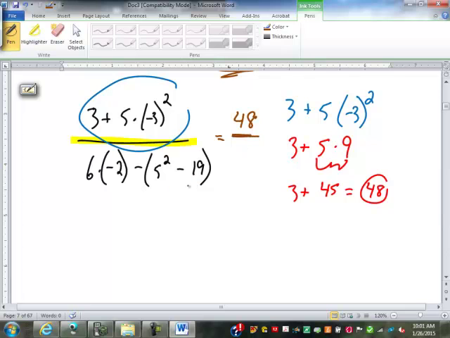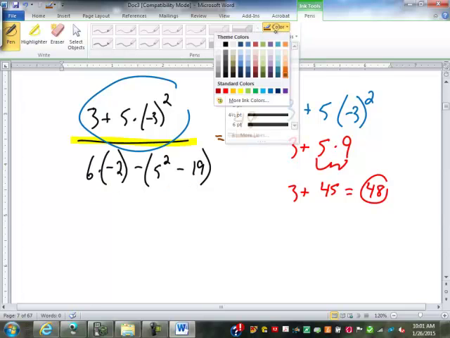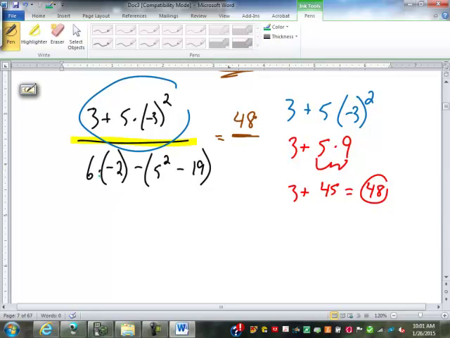Now we need to find the bottom. What do we have to do first on the bottom here? Enclosing symbols. Is this parentheses an enclosing symbol? No, it's not. It's just separating out the negative 2. This one, however, is. We have to do inside that set of parentheses first. What do we do first? 5 squared, which is 25. And then 25 minus 19 is 6. Now I've reduced everything there to a single number, so I don't need the parentheses anymore.